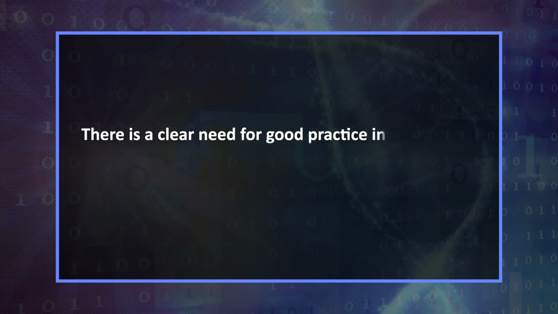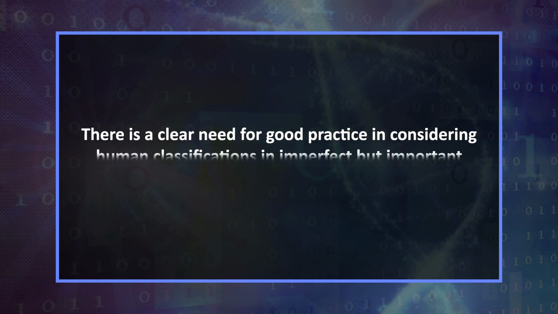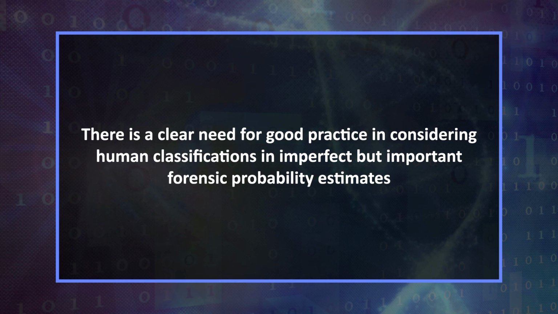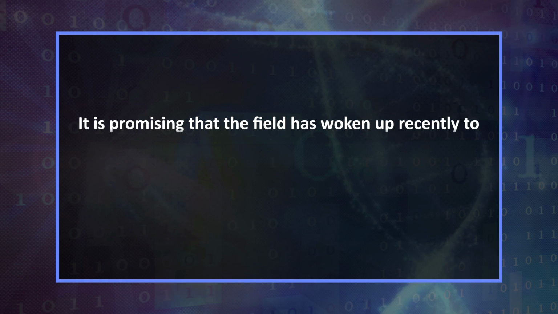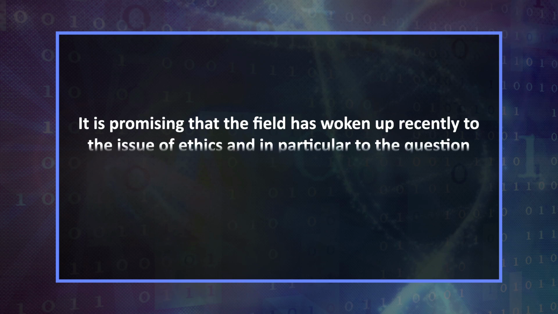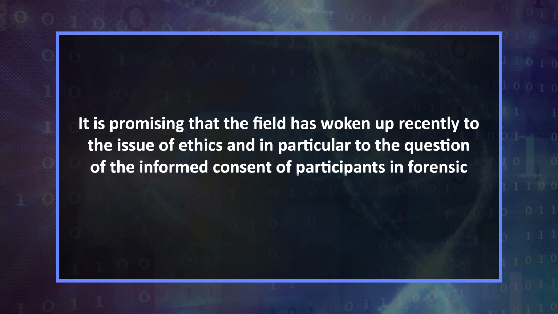There is a clear need for good practice in considering human classifications in imperfect but important forensic probability estimates. Labels matter and should be used more carefully. This should include a nuanced consideration of admixture, rather than the shoehorning of DNA donors into individual groups. It is promising that the field has woken up recently to the issue of ethics, and in particular to the question of informed consent of participants in forensic population studies.